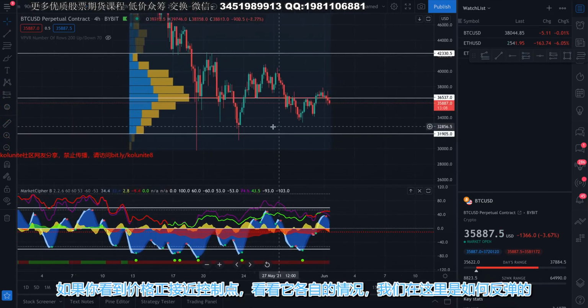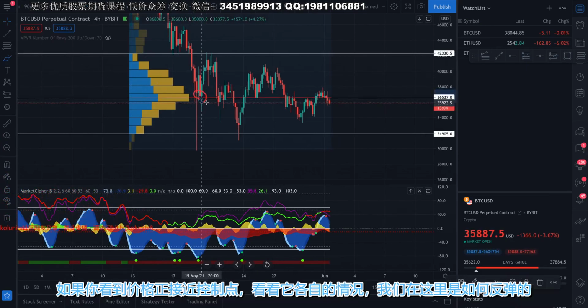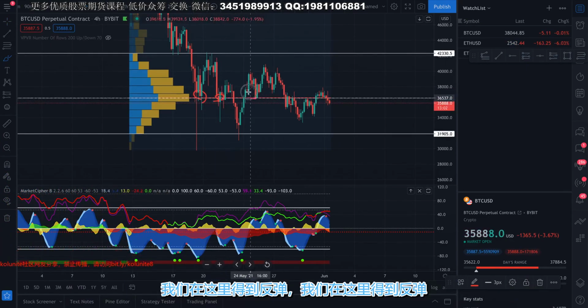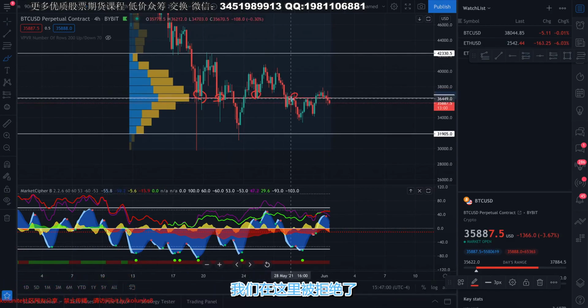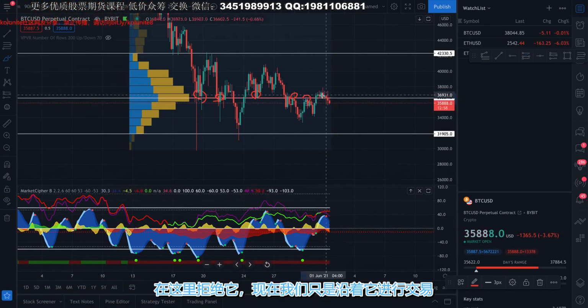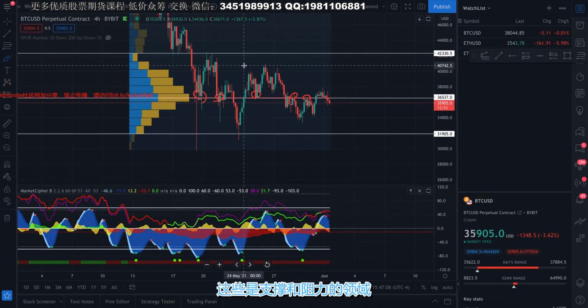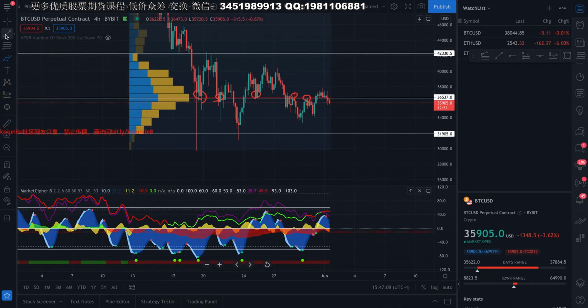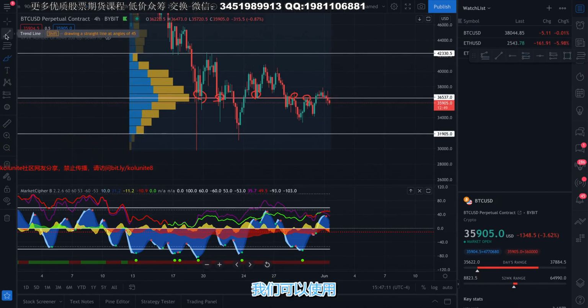If you see that price is coming up to a point of control, just look at how it's respected. We get a bounce off of it here, we get a bounce off of it here, we get a bounce off of it here, we get a rejection off of it here, a rejection off of it here, and now we're just trading right along it, right? These are areas of support and resistance that we can use in conjunction with our other levels, our daily and our weekly.